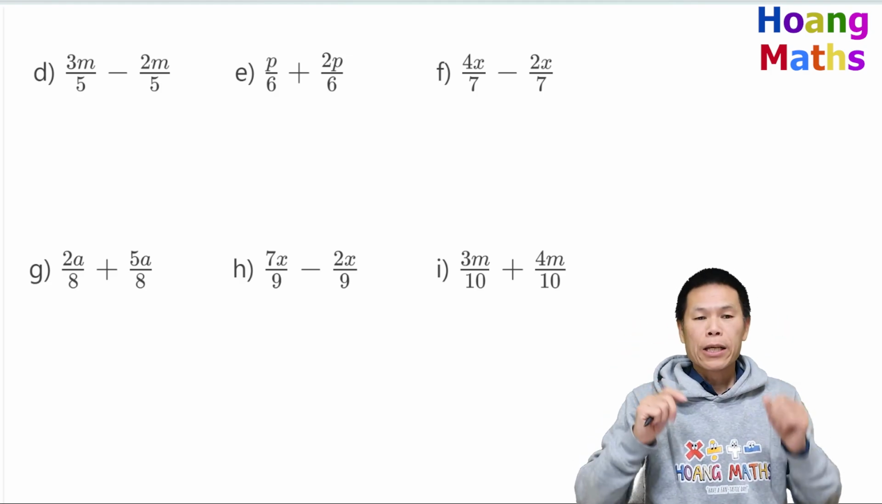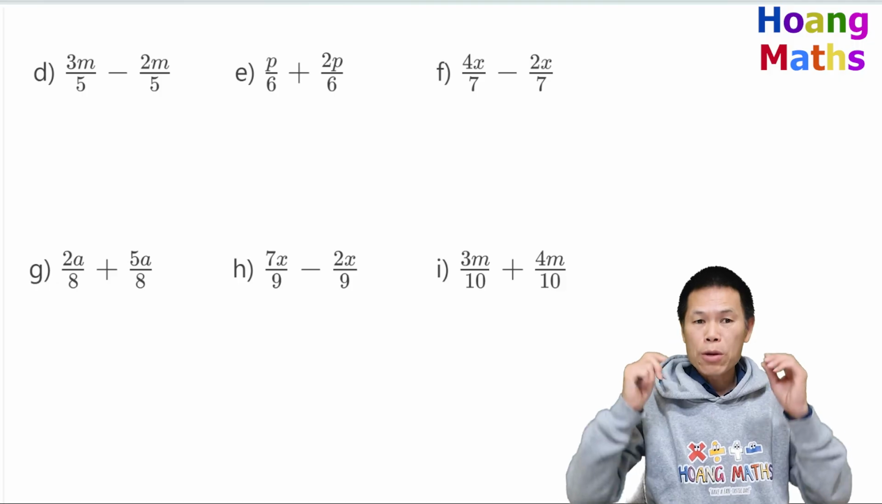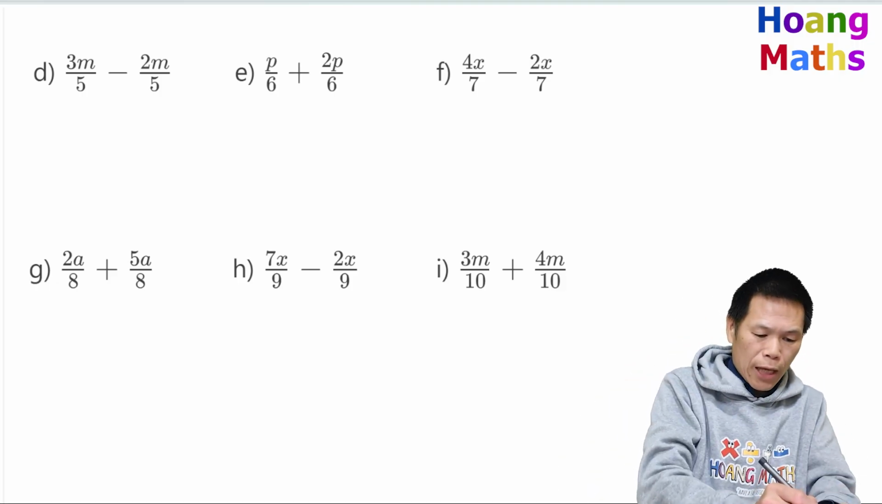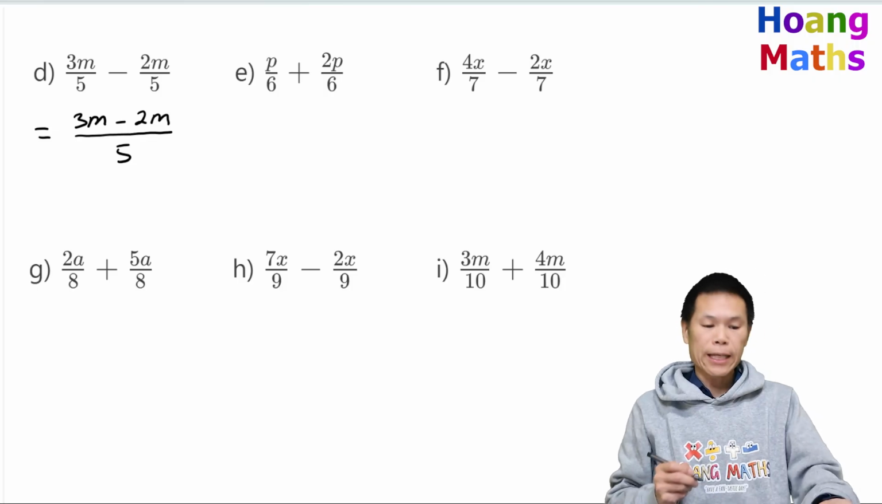So part D. So we have the same common denominator. So both bottoms are 5. So we just write it as one fraction. So that is equal to 3m minus 2m over 5. Okay, this is exactly the same.